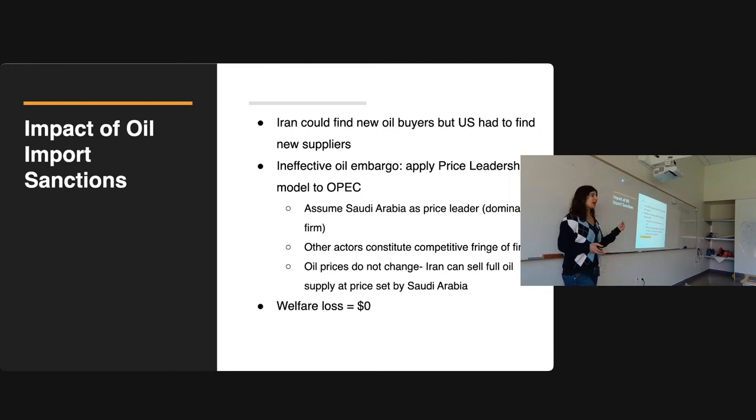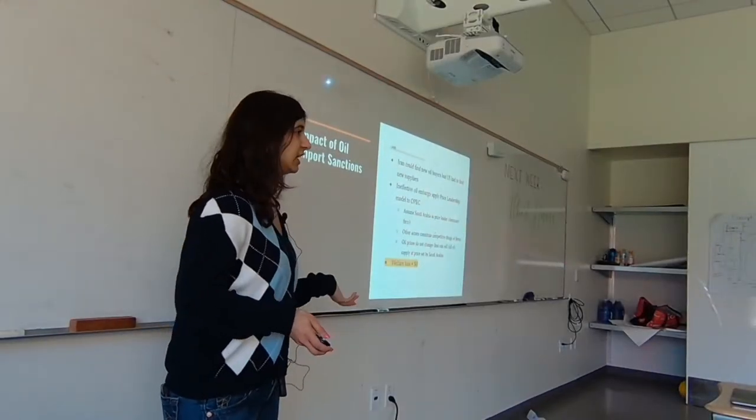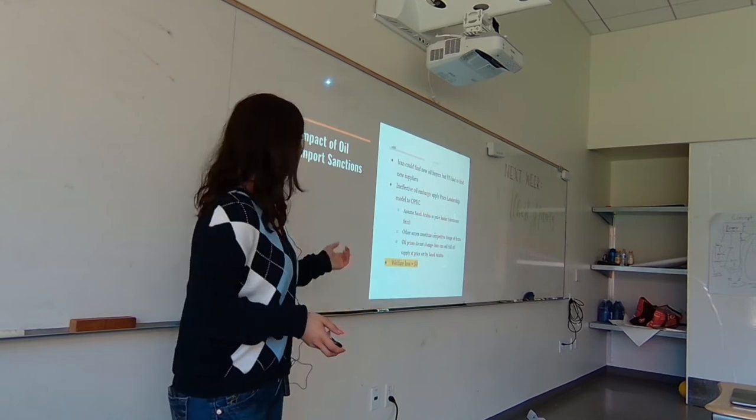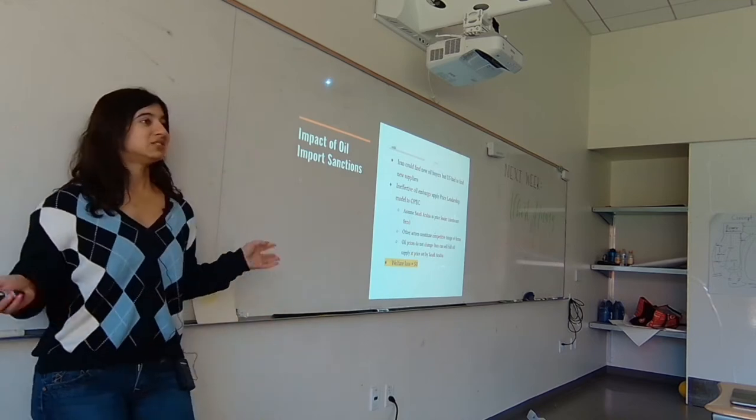Saudi Arabia says, okay, everyone, we're selling oil at this price. Every country in OPEC sells oil at that price, and then the price doesn't actually change, so Iran doesn't really lose anything from this. That gives us a welfare loss of $0, meaning the oil embargo in Iran didn't really do anything at all.